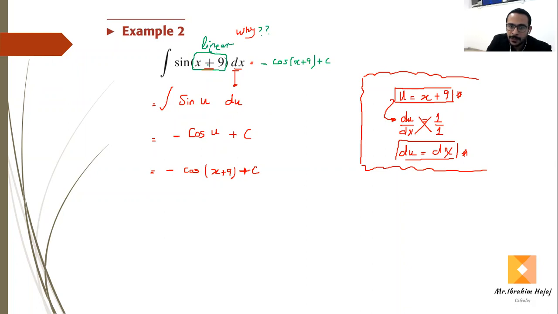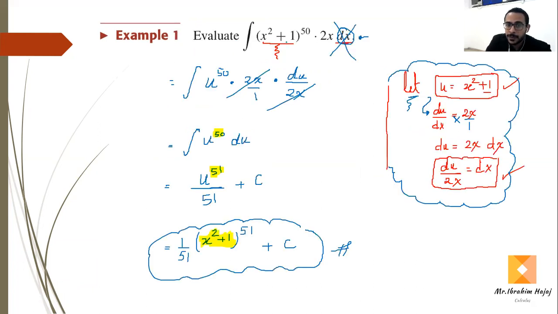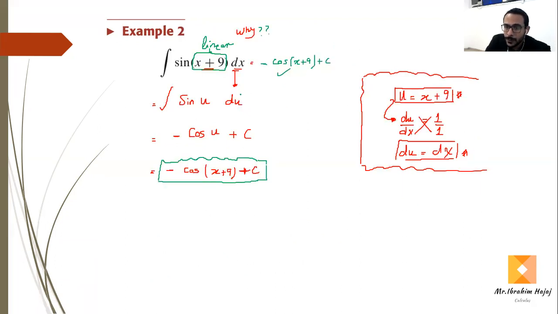But if it's x squared plus 1, no, we have to use u substitution. So it's optional now, guys, to use the direct rule and divide by 1, or u substitution. Both are going to give us the same result. What's the reason here we get the same answer? Because x plus 9 is linear. In the previous one, x squared plus 1, we cannot. Okay? So if you have any question, guys, ask me before we go on to the next question.